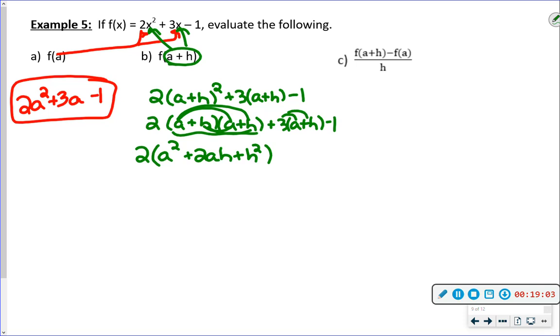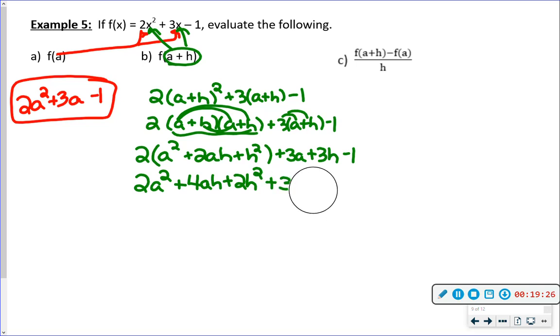I'm going to take 3 through, plus 3a, plus 3h, minus 1. Okay, all right, still going. So now I'm going to distribute 2 and see if there's any like terms. 2a squared, 4ah, holy cow, 2h squared, 3a, that's a very sloppy looking a, 3a, 3h. Okay, take a minute to look at that and have a slow tear come down your cheek maybe. Are there any like terms there to put together? Super fun. Okay, that's our answer. That was fun.